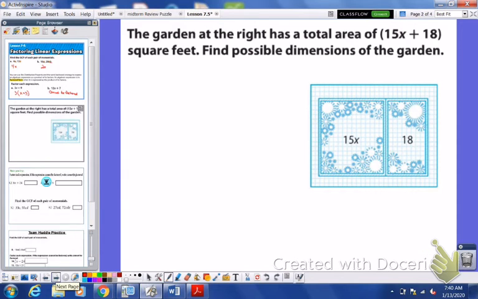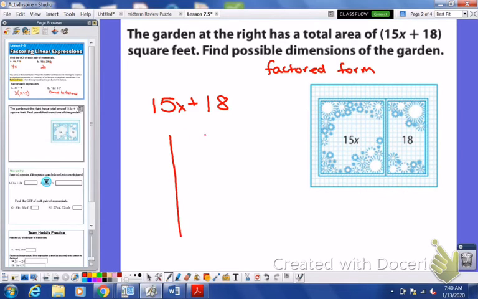All right, just one more problem to do together. The garden at the right has a total area of 15x plus 18 square feet. Find possible dimensions of the garden. Okay, so if I have 15x plus 18, our possible dimensions, this would be our factored form, because we know we find the area of a rectangle here by taking length times width. So another way that we could think about this, I know you guys did that tic-tac-toe board in the past, so we're going to do that real quick.